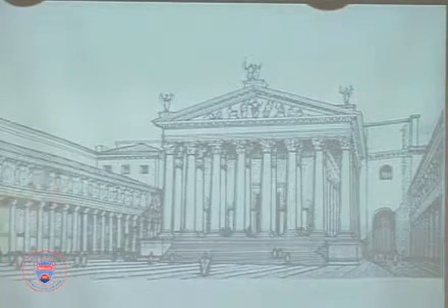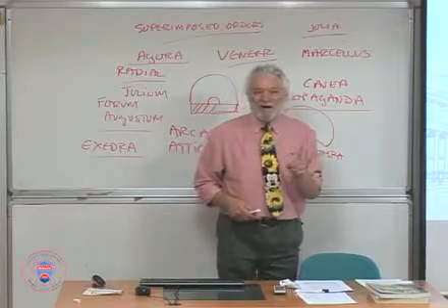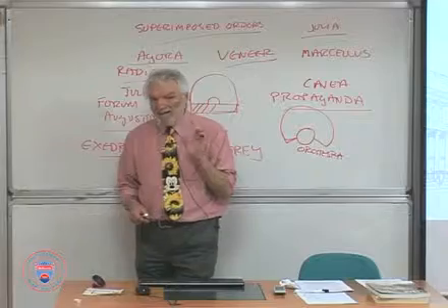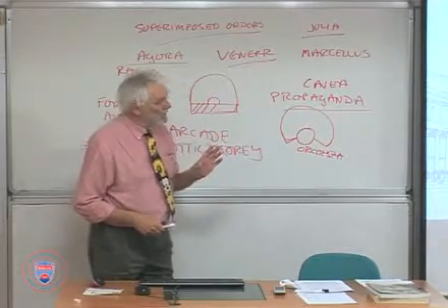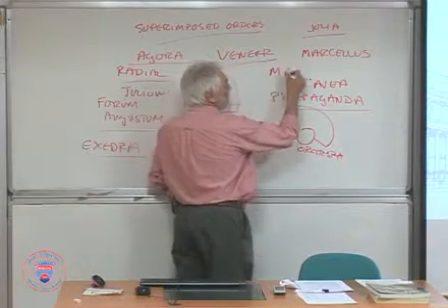At the very end of the forum, you have this enormous temple built entirely of lunar marble. This is the temple of Mars Ultor.